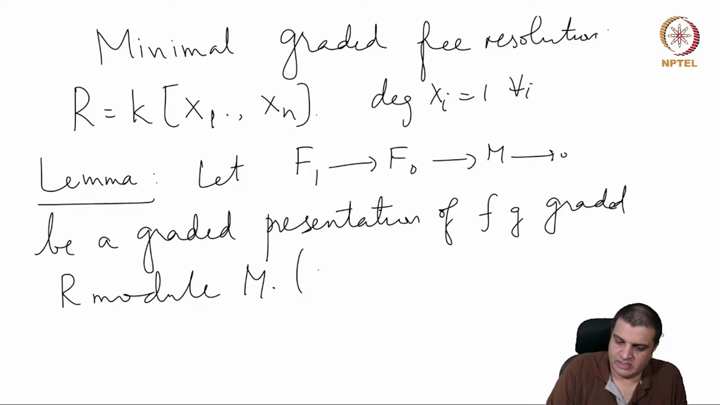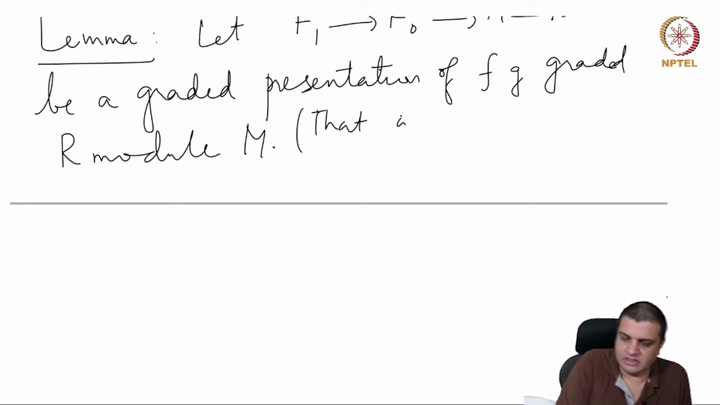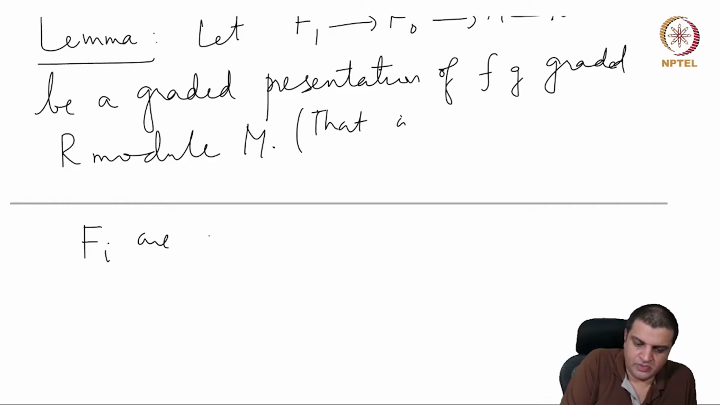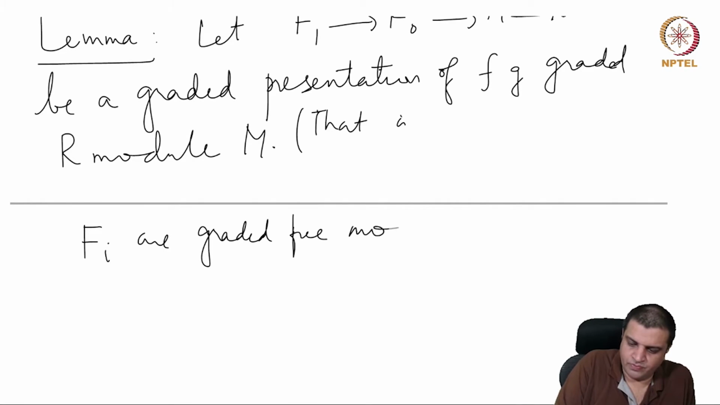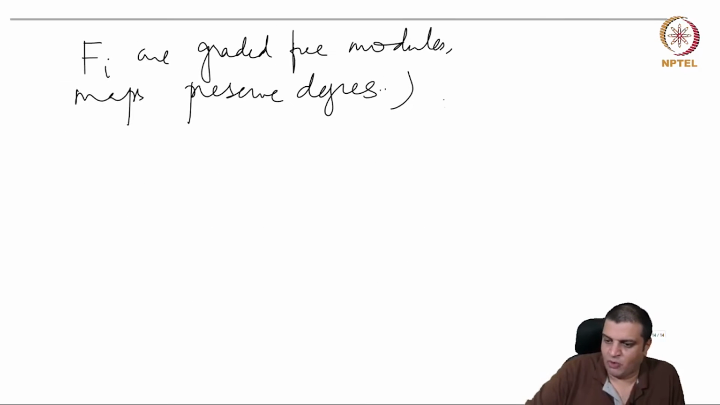So that is all the two maps here. This is anyway 0. So this means that the F_i are graded free modules and maps preserve degrees. This is what we mean by a graded presentation. Then the following are equivalent.